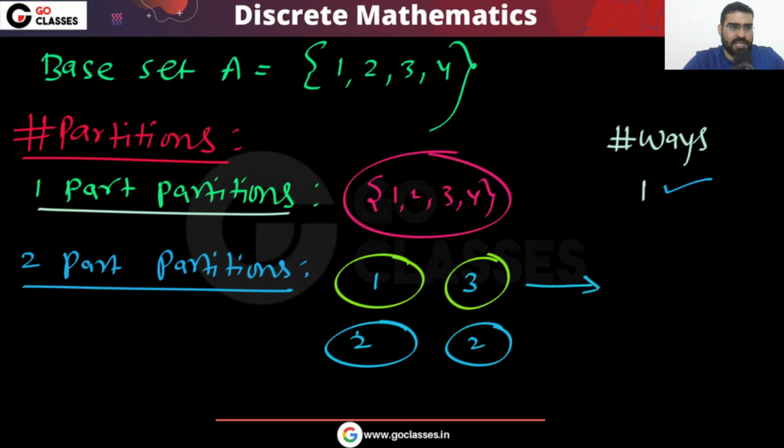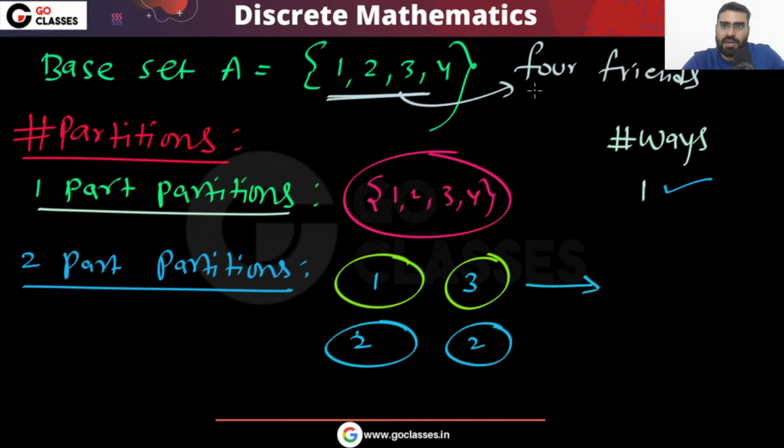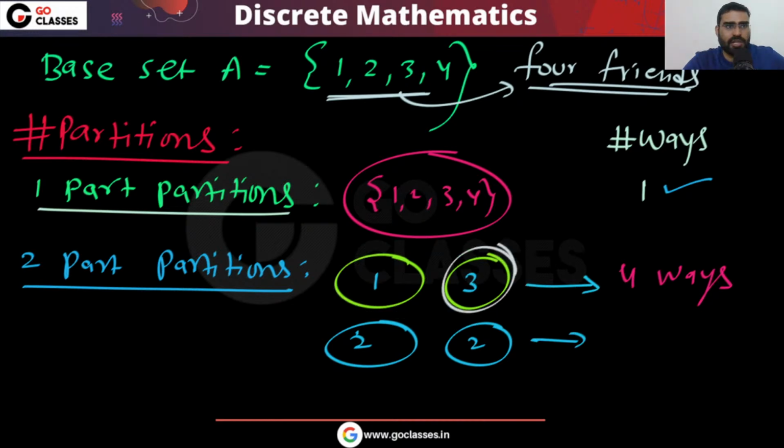If you do the separation 1, 3, then here basically one element you are separating. You can understand it like this: there are 4 friends going to a picnic. One friend is living in a separate room, and 3 friends are living together. So here you can easily see how many ways there are. That will be 4 ways, because you can select which friend is separate, and automatically the remaining 3 friends will be together.